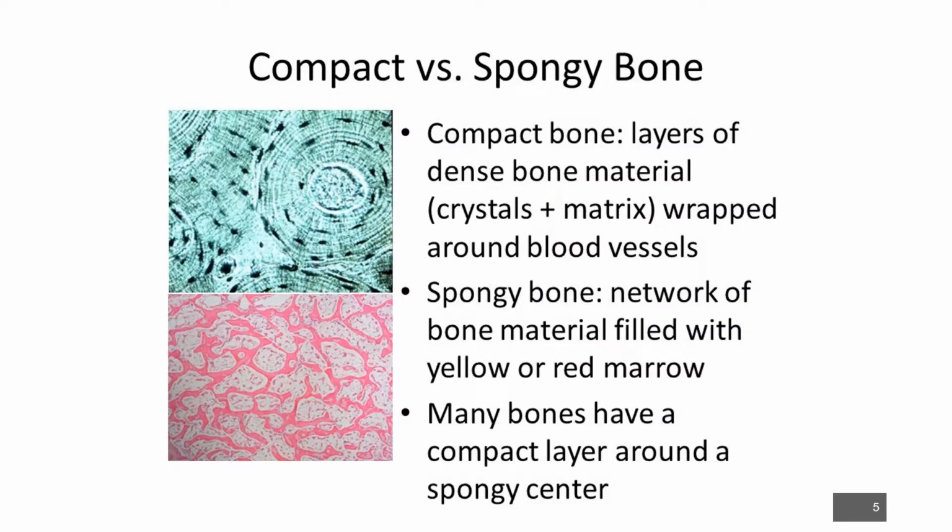All right, so you've got compact versus spongy bones. Compact bones are a layer of dense material wrapped around blood vessels. Spongy bones are a network of bone material filled with red or yellow marrow. Many bones have a compact layer around a spongy center.